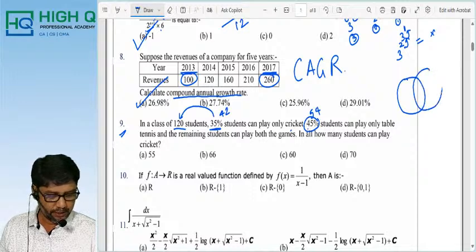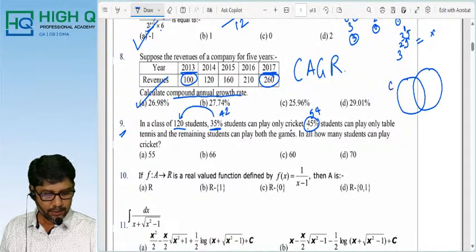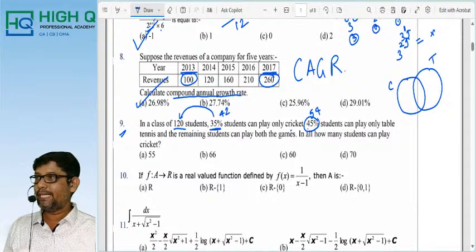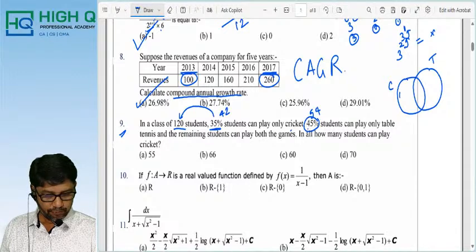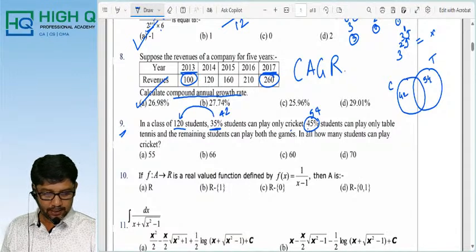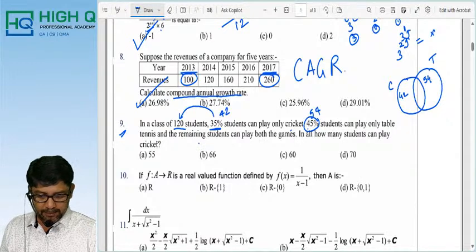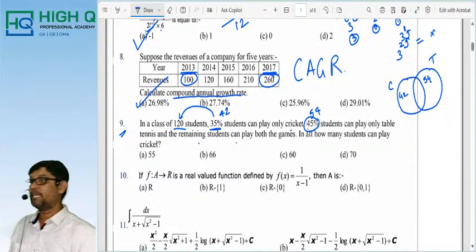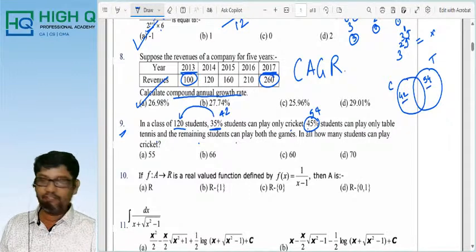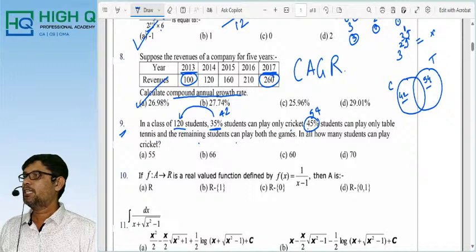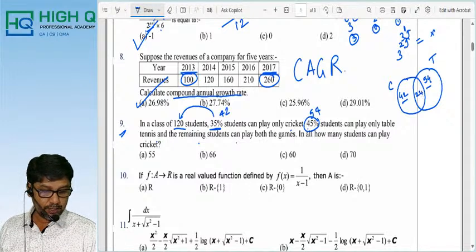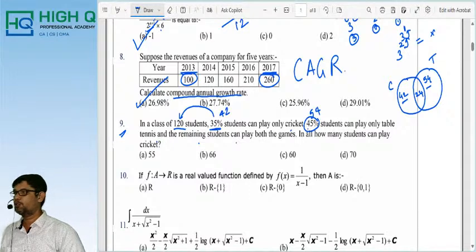There are two sets. One is cricket, the other one is table tennis. How many of them play only cricket? 42. Only table tennis? 54. And the remaining students can play both the games. Now look at this. 42 plus 54 is 96. Therefore, how many students remain? 24. So 24 students can play both the games.